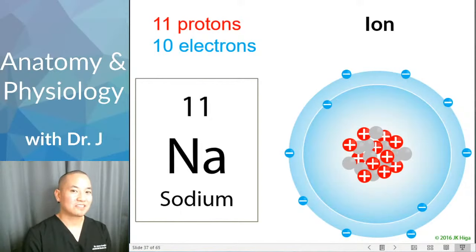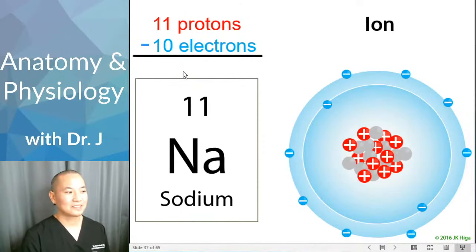What is the overall electrical charge? So again, protons are positive, electrons are negative. What's 11 minus 10? So that is positive 1. So again, not negative 1. So the sign does matter.